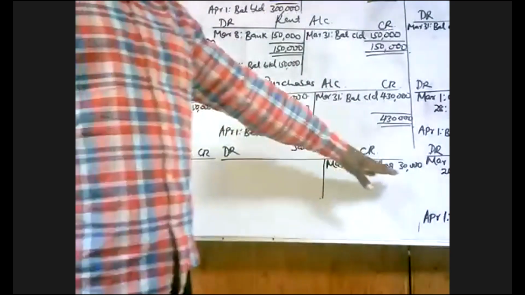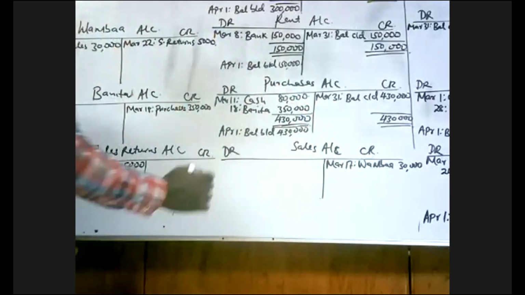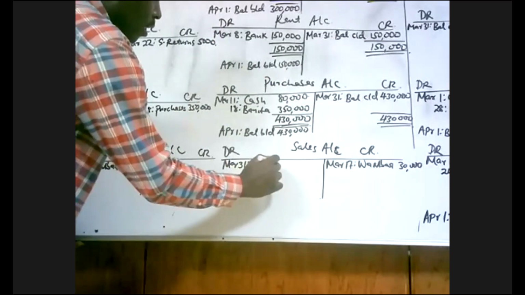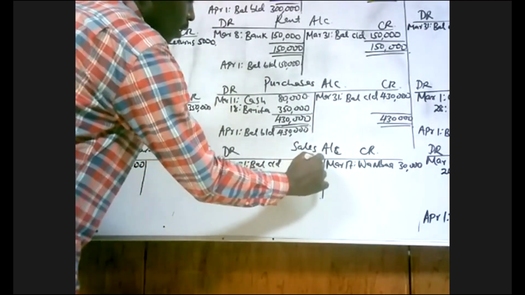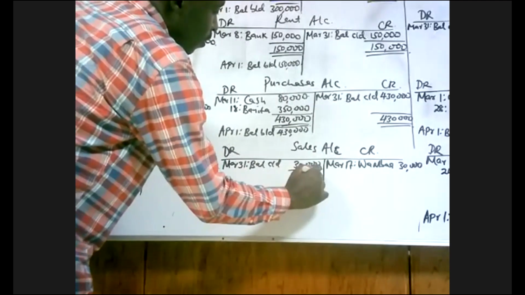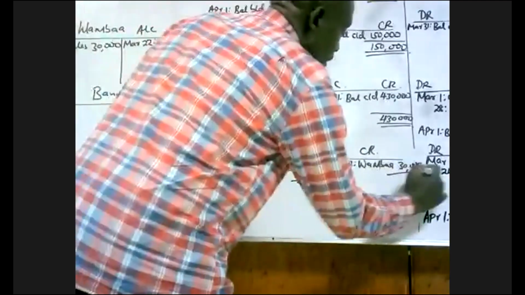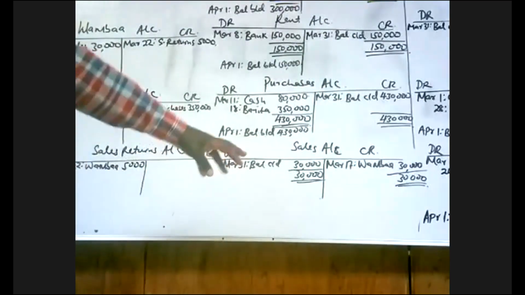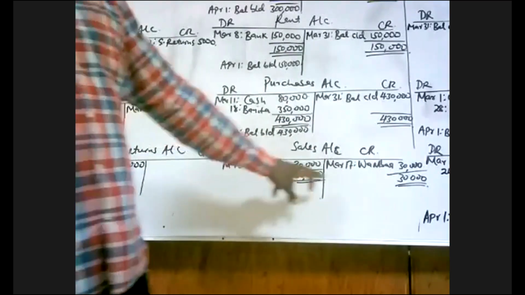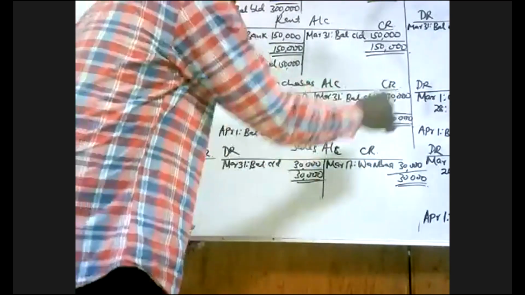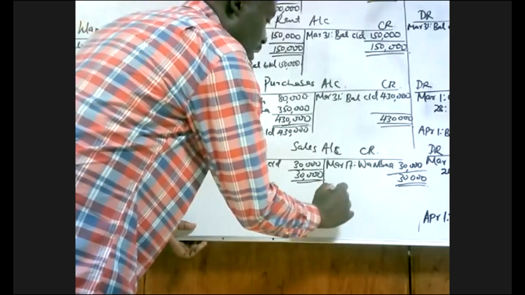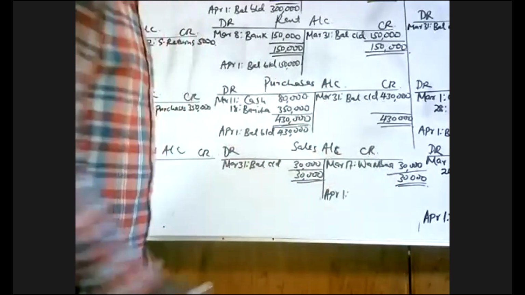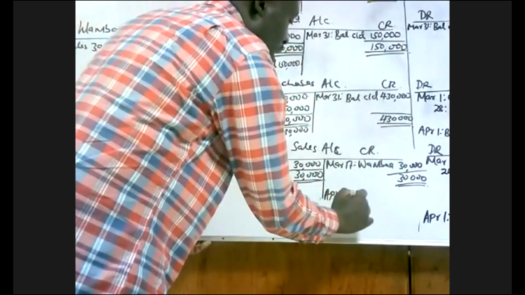For sales credit, we have got 30,000, debit nil. So this is March 31st, balance carried down. Carried down was on the credit, meaning that it is a credit balance, sorry. April 1. Carried down is on the debit, meaning that it is the debit that had more. That is where the balance brought down belongs.